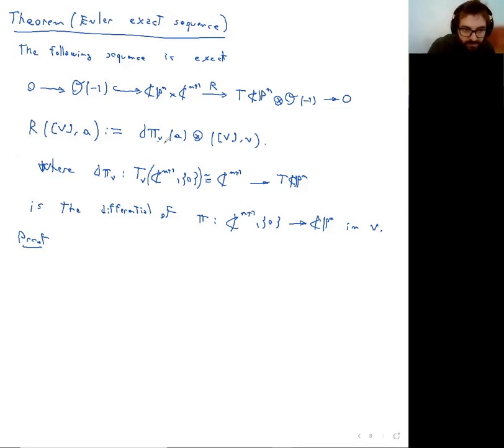So first of all, let's forget this for a moment. We will have to prove that R is actually well defined. But first, let's prove that T pi V is surjective and that its kernel is precisely the line CV.